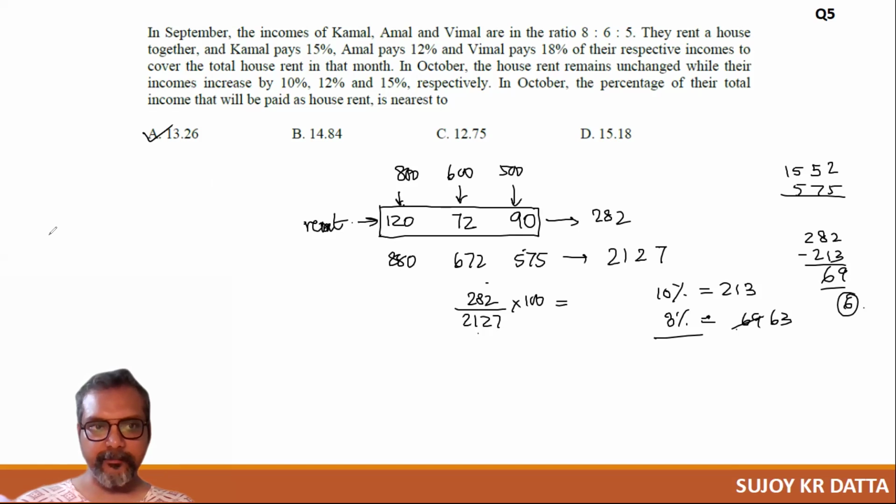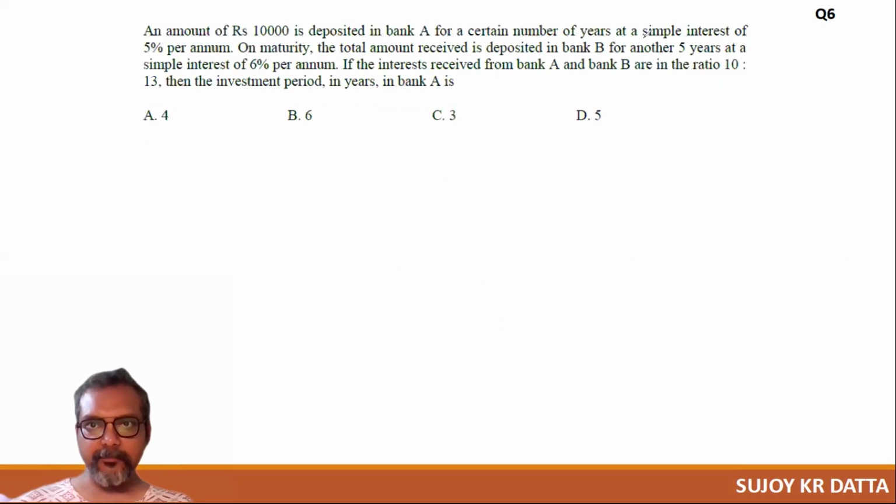Let's go to the next question. 10,000 is deposited in bank A for a certain number of years at a simple interest of 5%. On maturity, the amount is deposited in another bank B for 5 years at a simple interest of 6%. So 10,000, 5%, T years.